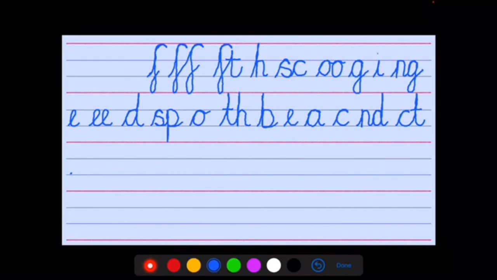I is I, and I, G, H. Is P. A is A. S is S. And double S.